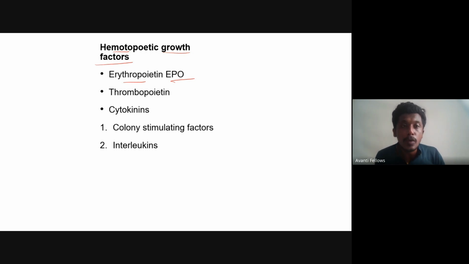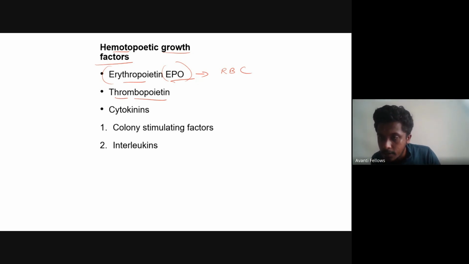For example, we have erythropoietin, which is produced in the kidney. Okay, erythropoietin, what will it do? It is also called EPO. Erythropoietin stimulates the formation of red blood cells. Okay, now we have thrombo. Okay, one second. I think we have a question. Yes, JNV Ramnagar, please tell me. I think you have a message for me.